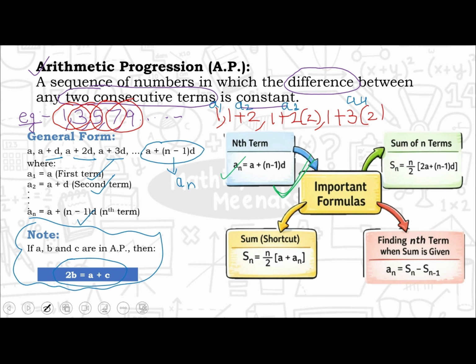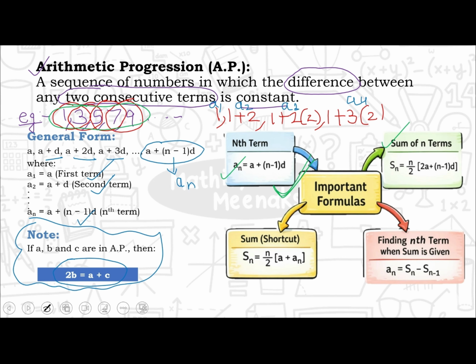Now, second is the sum of n terms. If I say you have to find the sum of these five terms, you will represent this with the help of S5, where 5 says till which term you have to find the sum. Here it's written n. So if you have to find the sum till n terms, the formula is n by 2 into (2a plus (n minus 1)d).